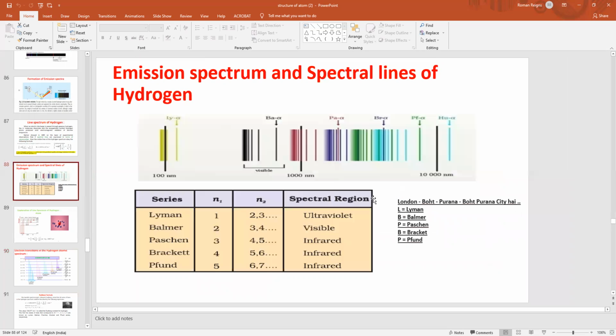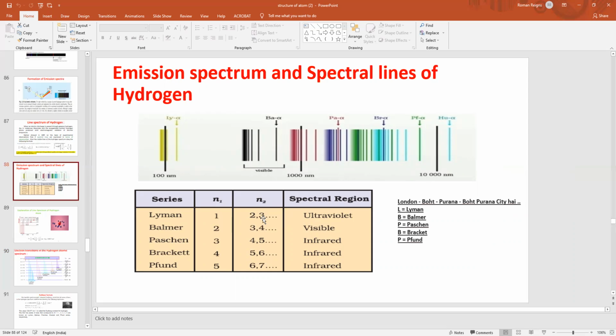On that basis, we are getting the value of n1 and n2. n1 means the level to which they are coming back, n2 means the higher energy level where the electron might have gone after gaining energy. So for the Lyman series, the n1 value is 1, Balmer 2, Paschen 3, Brackett 4, and Pfund series 5. And all of these series of lines fall in different regions: Lyman series falls in the ultraviolet region, Balmer series falls in the visible region, Paschen falls in the infrared, Brackett falls in the infrared, and Pfund falls in the IR region.